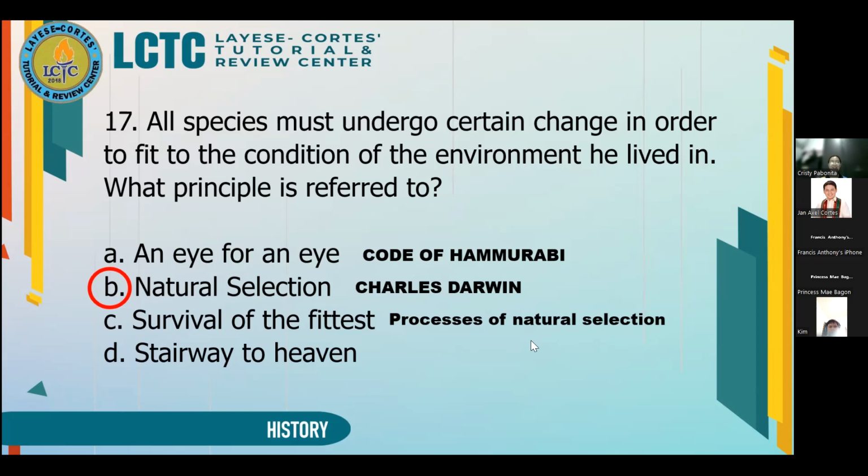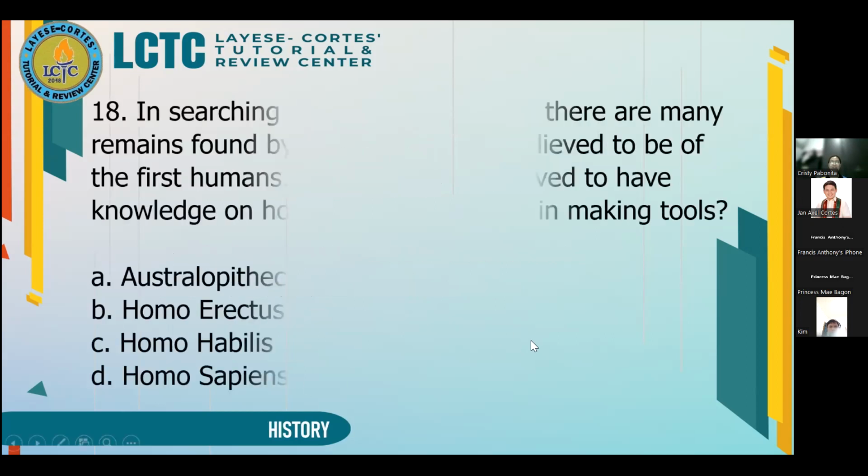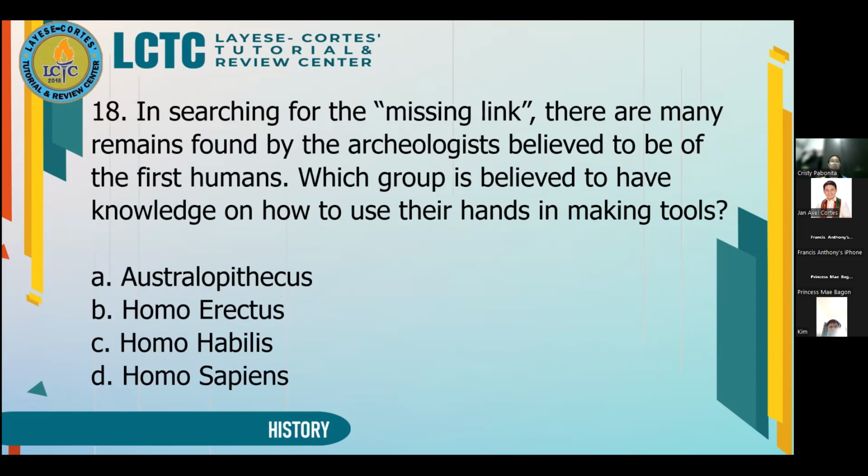Okay, so next is, in searching for the missing link, there are many remains found by the archaeologists believed to be of the first humans. Which group is believed to have knowledge on how to use their hands in making tools? Is it A, Australopithecus, B, Homo erectus, C, Homo habilis, or D, Homo sapiens? Use of hands, which species?